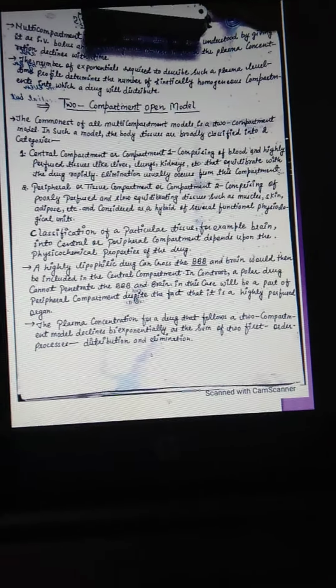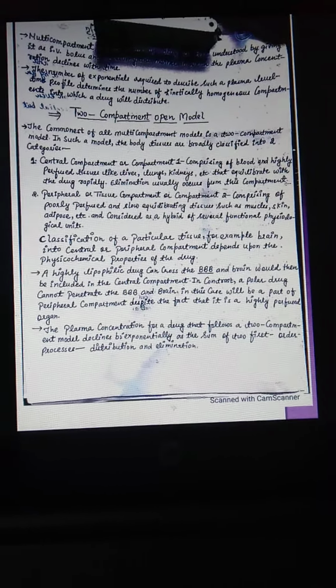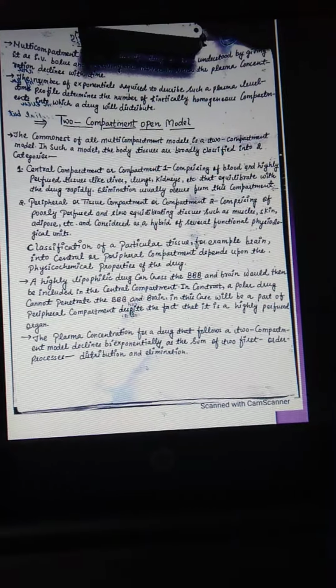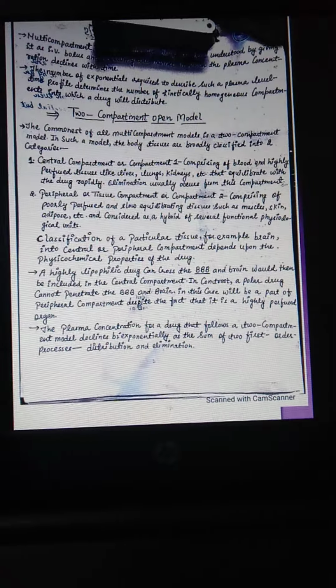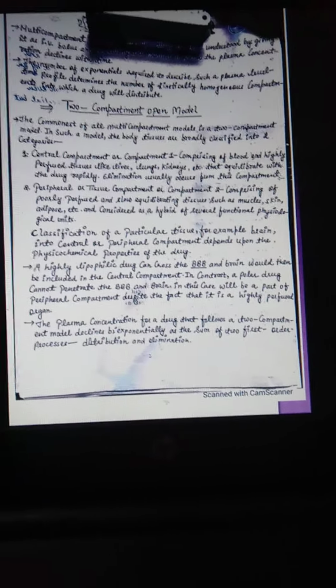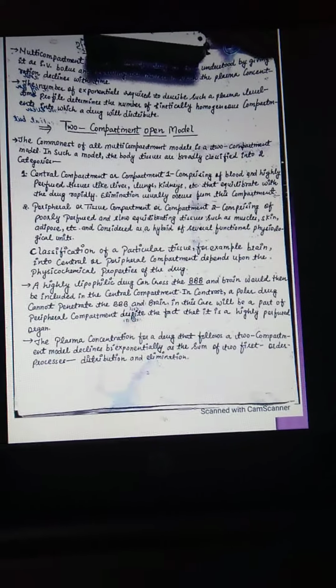So these are the two compartment open model, which also depends upon the physicochemical property of the drug. A highly lipophilic drug can cross the BBB, that is the blood brain barrier, and the brain would then be included in the central compartment. In case of a polar drug, it cannot penetrate the blood brain barrier, and in this case the brain will act as a peripheral compartment. So let's start with the two compartment open model.